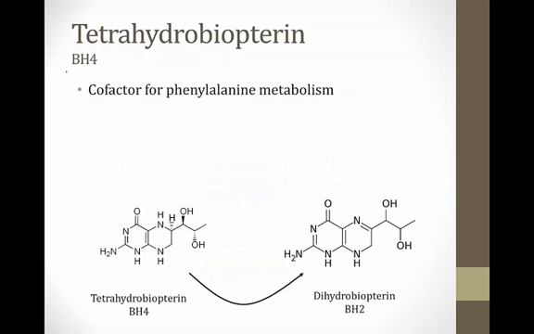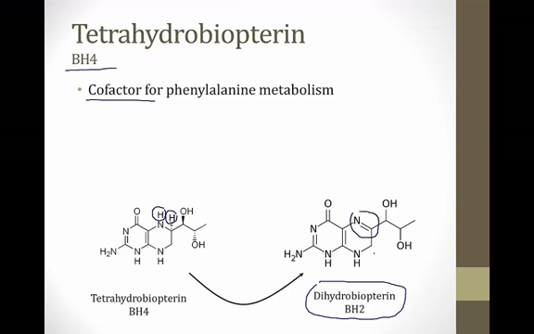So tetrahydrobiopterin is often called BH4. It is a cofactor for phenylalanine metabolism into tyrosine. This is the structure of tetrahydrobiopterin on the screen here, and it will be converted into a molecule of dihydrobiopterin, or BH2, and in the process it will convert phenylalanine into tyrosine. What happens is the molecule loses a hydrogen at this nitrogen group here and another hydrogen here, and as a result we end up with a double bond in dihydrobiopterin.